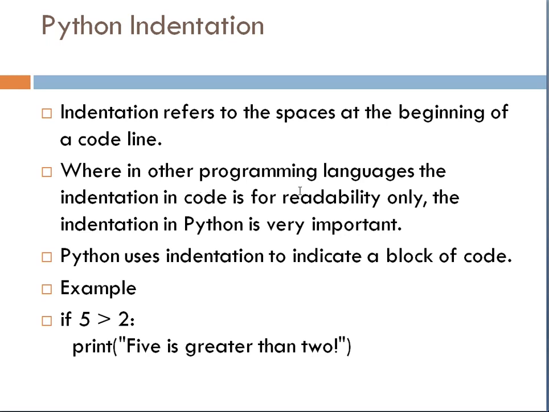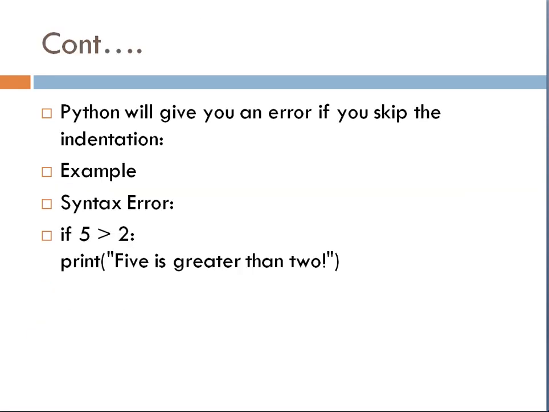In other programming languages, the indentation in code is for readability only, but the indentation in Python is very important. The spacing is very important. Python uses indentation to indicate a block of code. If you don't write the indentation properly, an error message will come and it will not compile. Python will give you an error if you skip the indentation, like in this example. If I don't start with the space here, it will give an error.